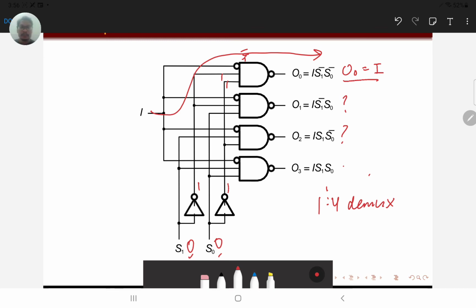The others are simply going to be 1, in fact. We can analyze the circuit here: this one is going to be a 1. This is a NAND, so with 0 and 1 this is going to be a 1, a 1, a 1. Here is I. So depending on the circuit, for 0, 0, O0 will be equal to I, and the others will be equal to 1.